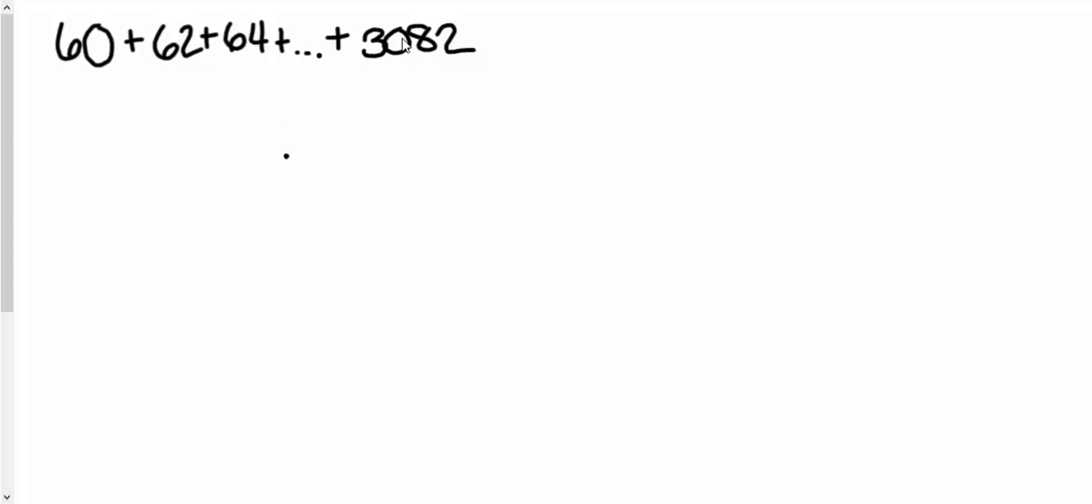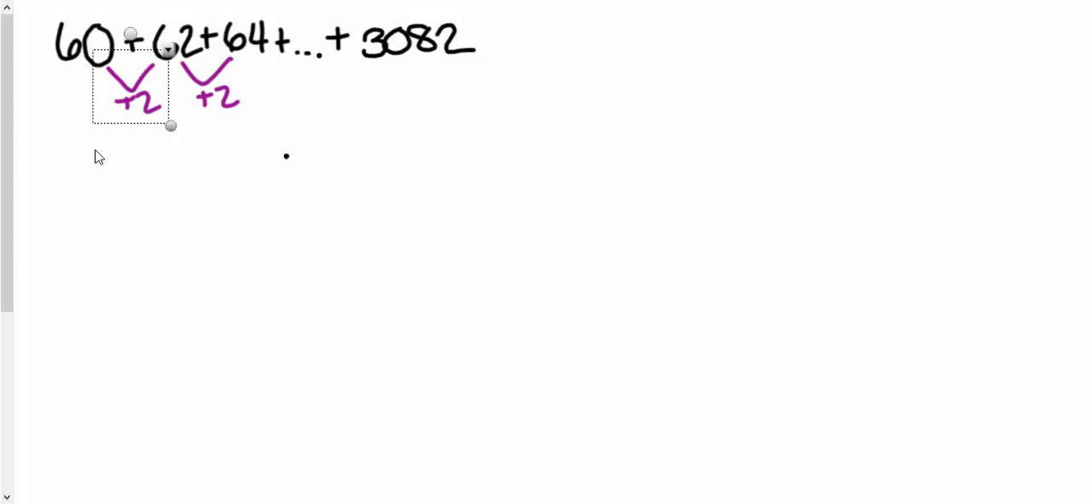Alright, this is put into a sigma and solve. This is going to be the long one. So firstly, I need to figure out if this is arithmetic or geometric. And I notice that it is going up by 2 each time. So I'm saying plus 2, plus 2, plus 2, and so on and so forth.